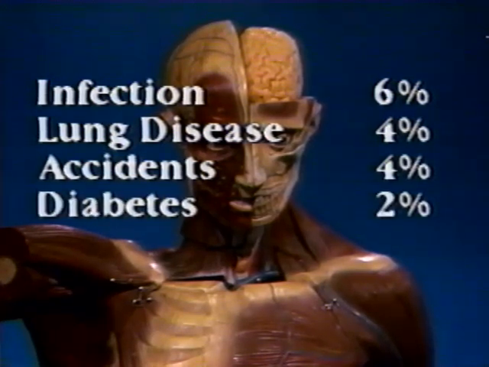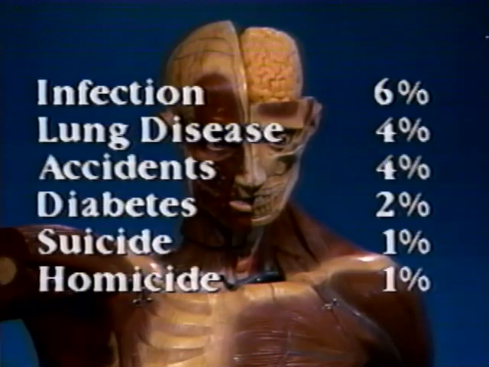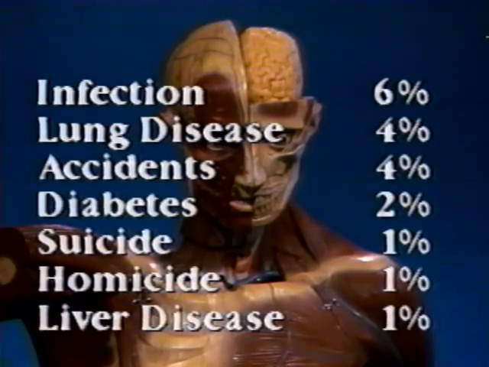Number 7 is diabetes. Number 8, suicide. Number 9, homicide. And number 10, liver disease. These are the top 10 killers in the United States today.